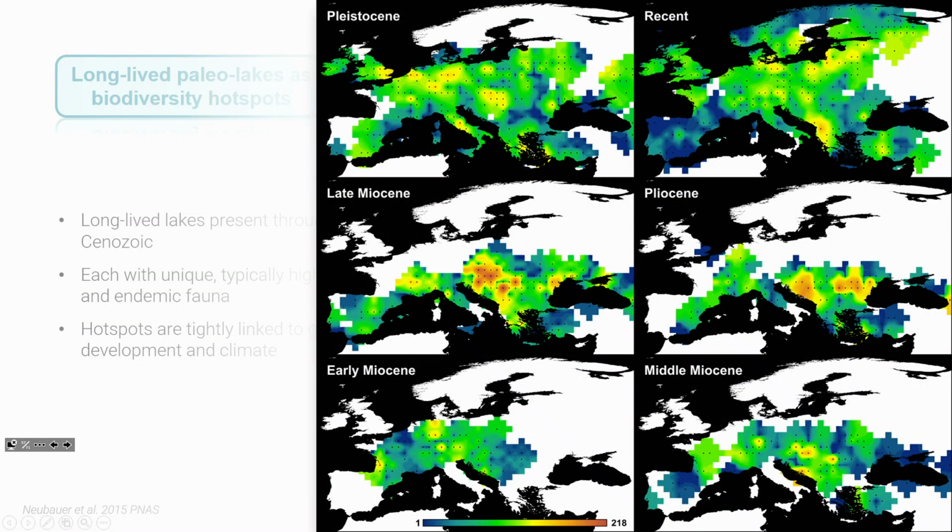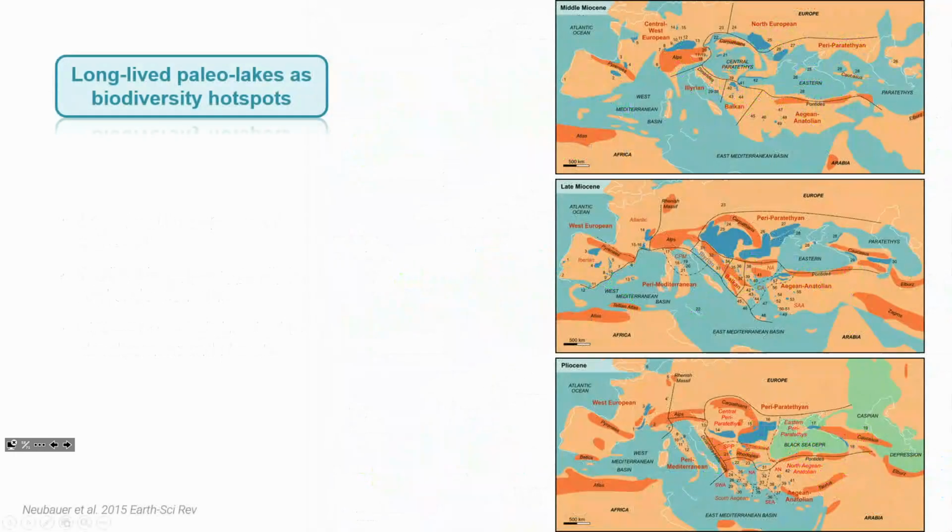So here you see these hotspots and all these red spots. These are tectonically relevant basins, let's say. And the same is for biogeographic relationships. These long-lived lakes also are basically sink systems. They kind of vaccinate the ones around them, and these peri-Paratethyan regions.